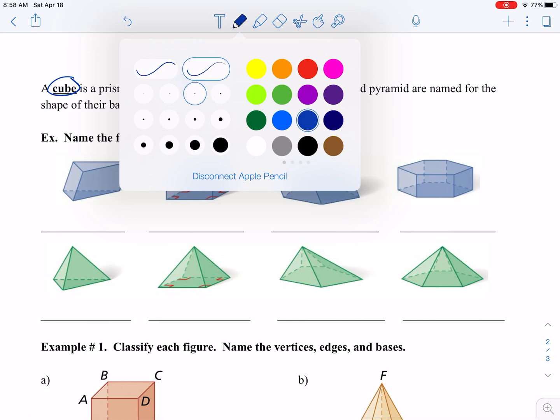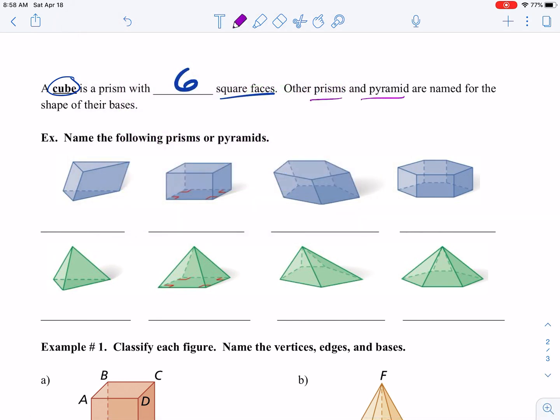Okay, but once again, we're going to name pyramids and prisms based on the shape of their bases. Okay, so the number of sides. If you're looking at this first row of examples, all of these blue solids are prisms because there are 2 bases. All of these green solids are pyramids because there's 1 base. And then we name them based on the shape of their bases.